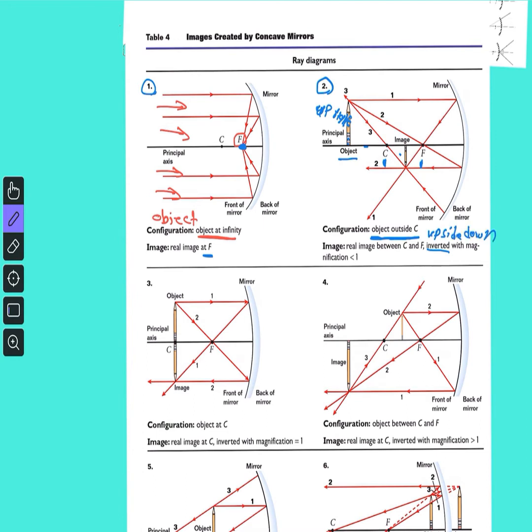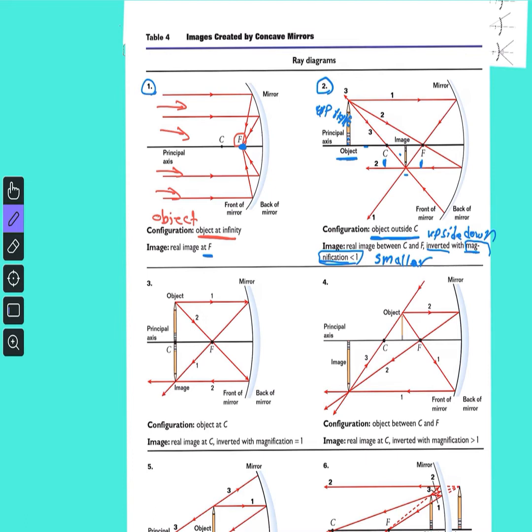And the magnification is less than 1. It means smaller. Magnification less than 1 means smaller. And we can see it by our eyes. Isn't it? Smaller. Look at the object and look at the image. Which one is bigger? Of course the object is bigger, the image is smaller.